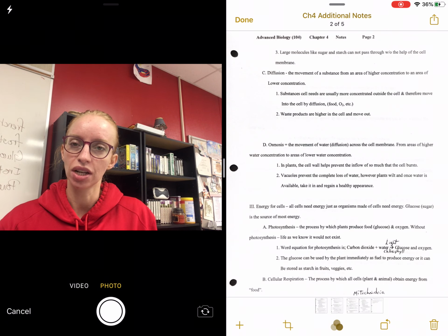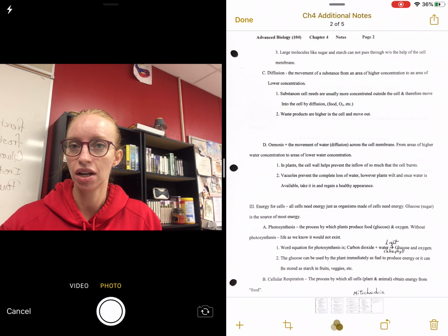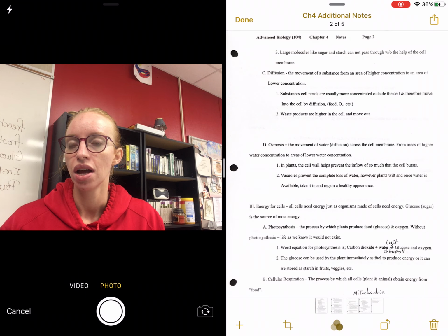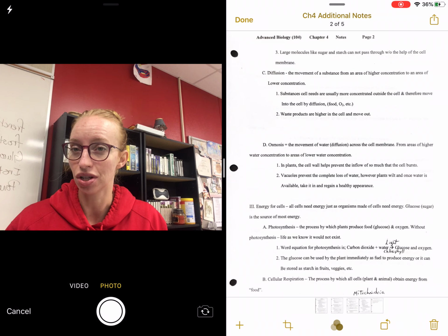But large molecules like sugar and starch: actually, sugar has a special pore I showed you in the last video that changes shape and allows it to pass through, and starch actually has to go through with active transport, so it has to have energy to get it through.